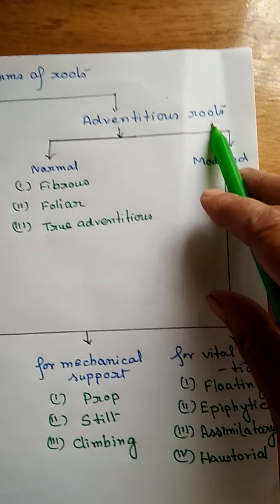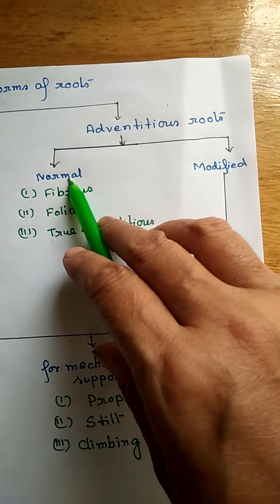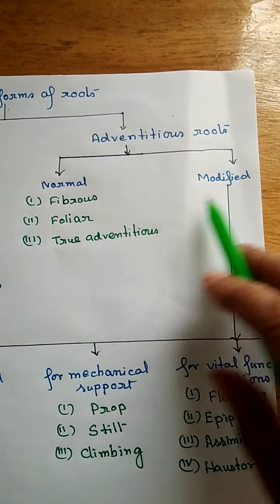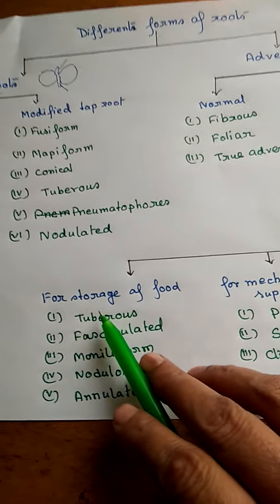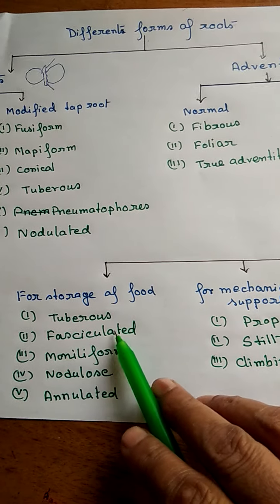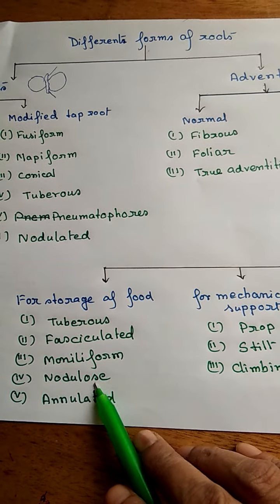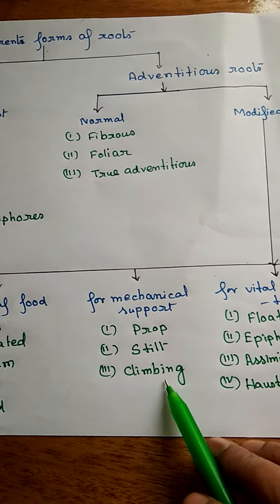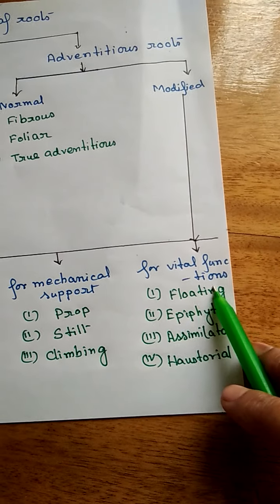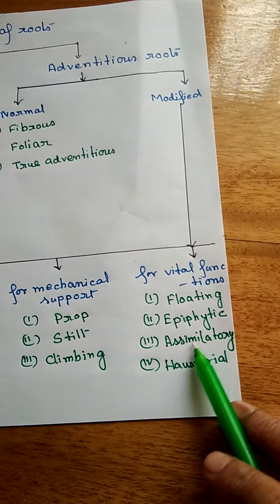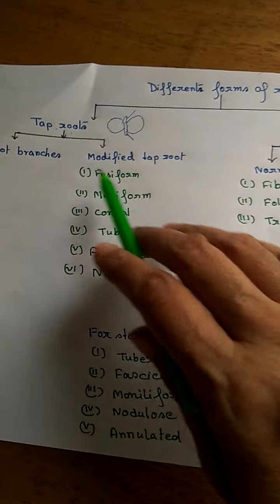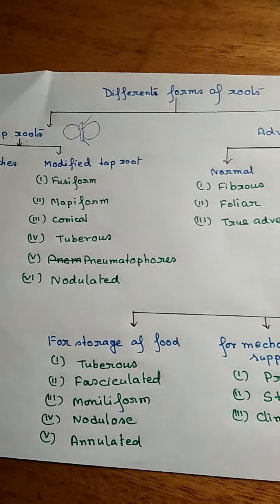Next one is adventitious root, normal function of adventitious root: fibrous root, foliar root and true adventitious root. Then for modification, for storage: tuberous, fasciculated, moniliform, nodulous, annulated root. For mechanical support: prop root, stilt root, climbing root. And for the vital function: floating, epiphytic, assimilatory, haustorial. So that is the flow chart you have to draw, but before that you have to remember the names with examples and diagrams also.